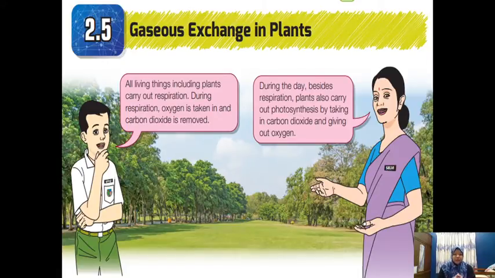So during the day, besides the respiration, plants also carry out photosynthesis by taking in carbon dioxide and giving out oxygen. Okay, so maksudnya di sini semasa waktu pagi, ataupun siang lah, di mana matahari masih lagi ada, tumbuhan akan menjalankan dua proses di situ. The first one is respiration and the second one is photosynthesis, at the same time. So plants need both gases, which is oxygen and carbon dioxide.